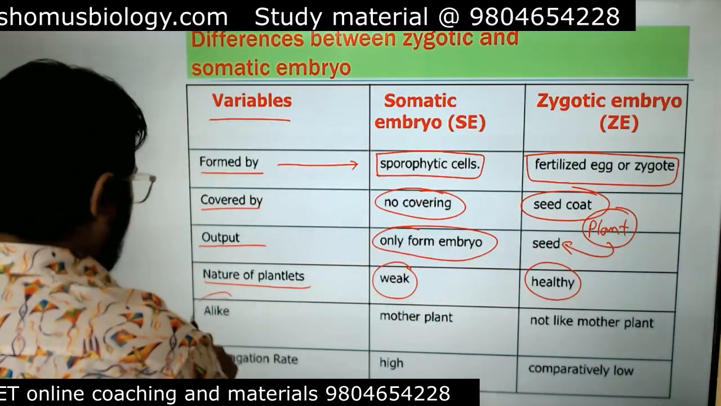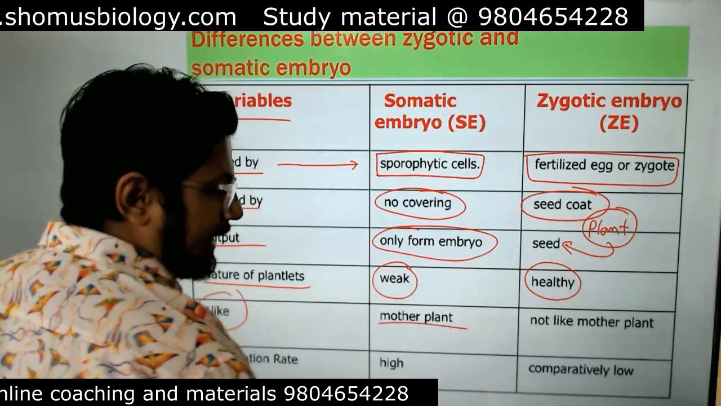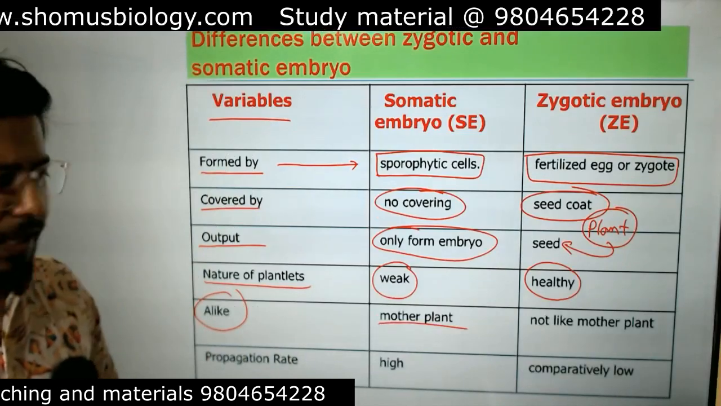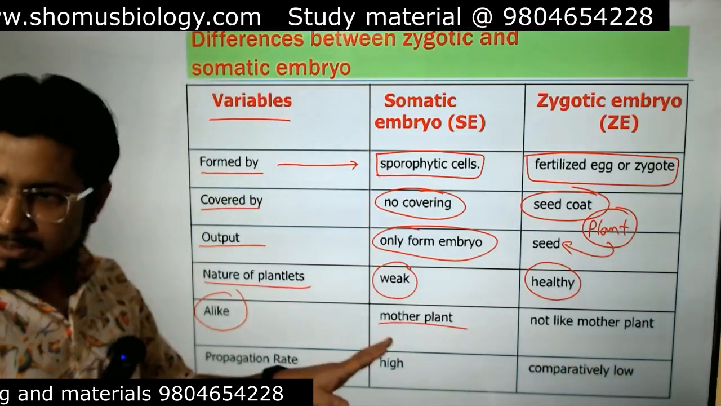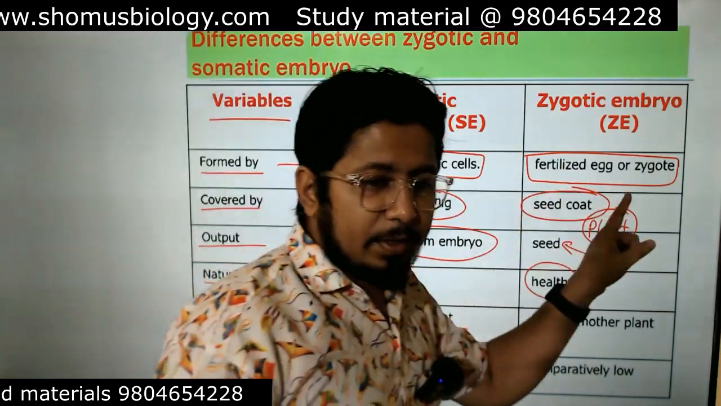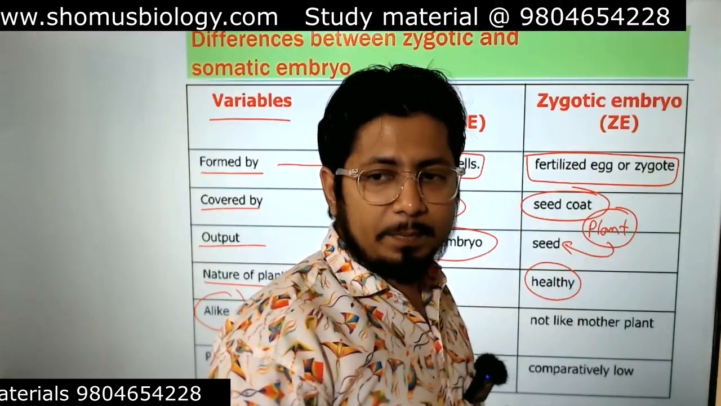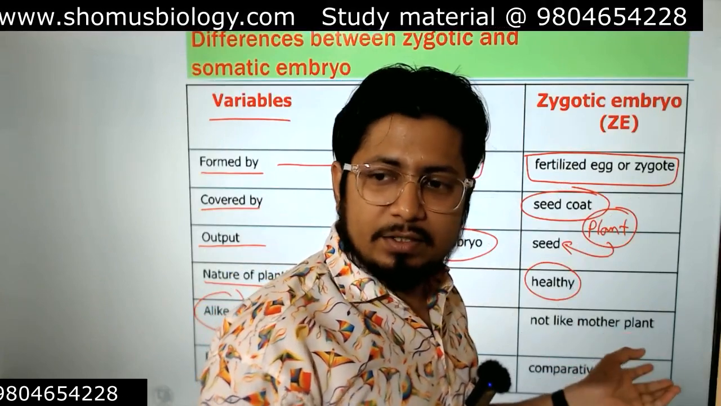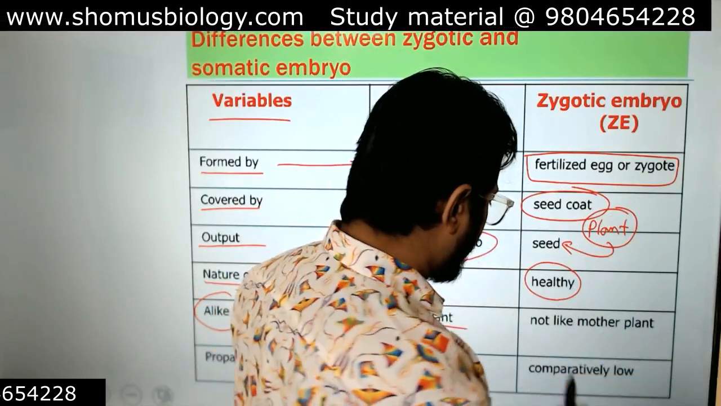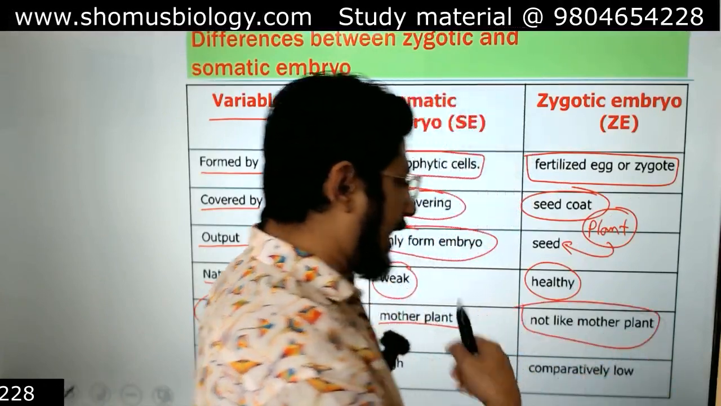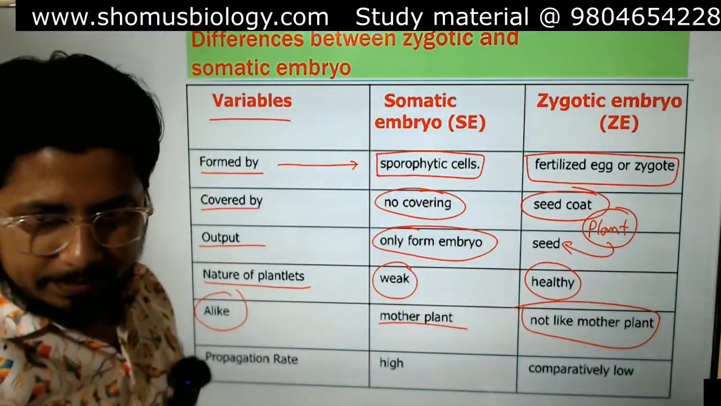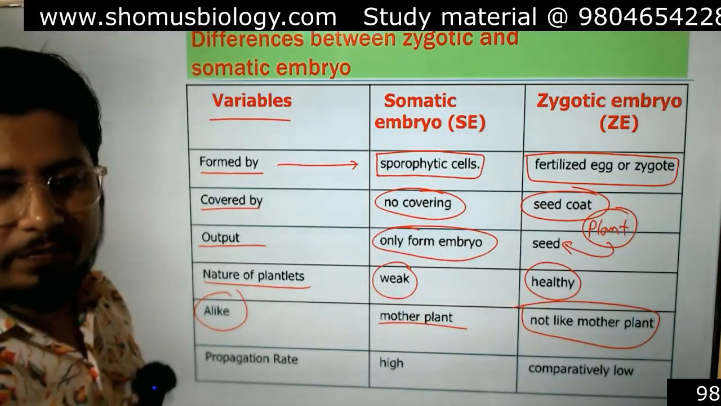The somatic embryos are mother plant like in nature because they are produced from a single cell. So they have very high similarity in structure to the mother. While zygotic embryos are produced as part of the reproductive process, sexual reproduction, there is a high chance of variability. So the new embryo-produced plants are not like the mother plant. They are different, and more variety is possible.